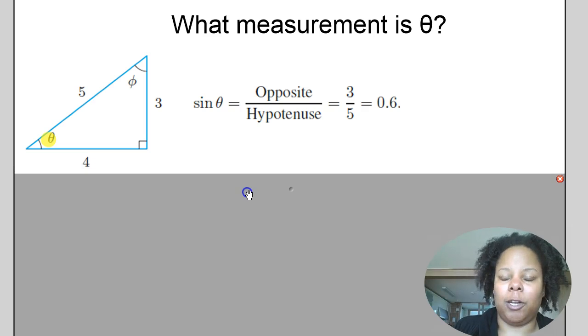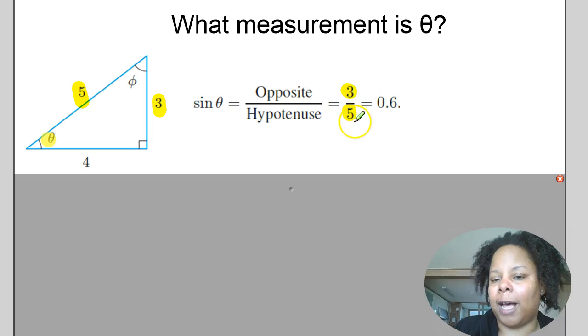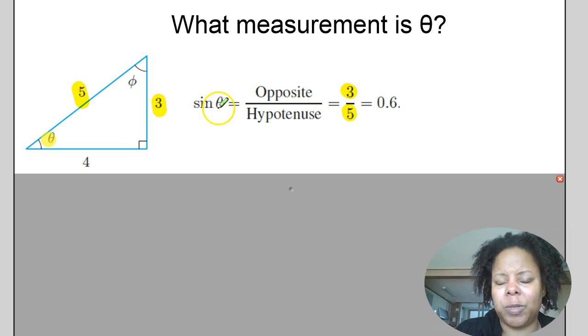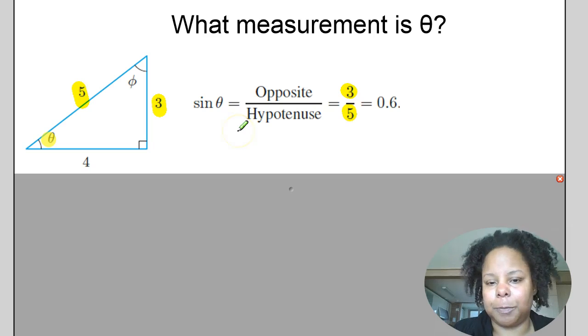Here I have a right triangle. And this is actually a 3-4-5 triangle, one of those Pythagorean triple triangles. And the issue here is I have the side lengths, so I have the ratio. So let's take a look at the sine ratio of angle theta, which is opposite over hypotenuse. The opposite leg is 3, the hypotenuse is 5. So the sine ratio for that angle is 3 over 5, or exactly 0.6. But the question is, what angle measurement of theta gives me a sine ratio of 3 over 5, or 0.6?